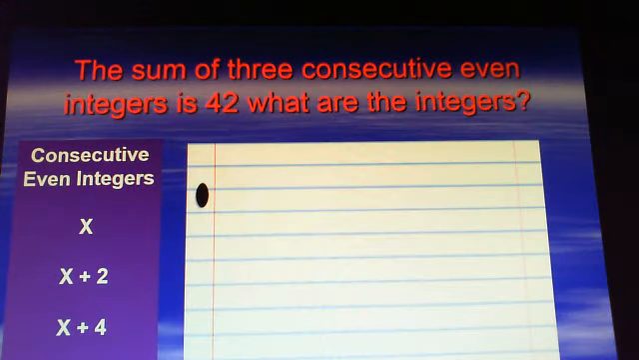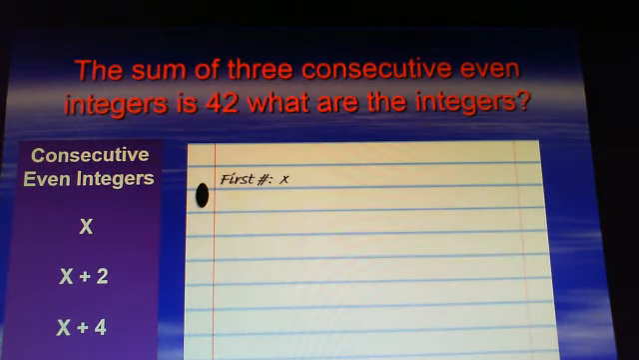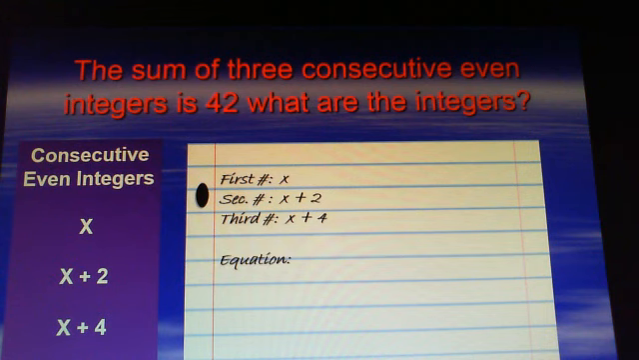So when you go to set up your equation, I hope you wrote down that the first number is going to be x, the second number is going to be x plus 2, and the third number is going to be x plus 4. Then for your equation, I hope you have x plus x plus 2 plus x plus 4 equals 42. Now that we know that's what the equation is, you need to pause the tape so that you can solve the equation.